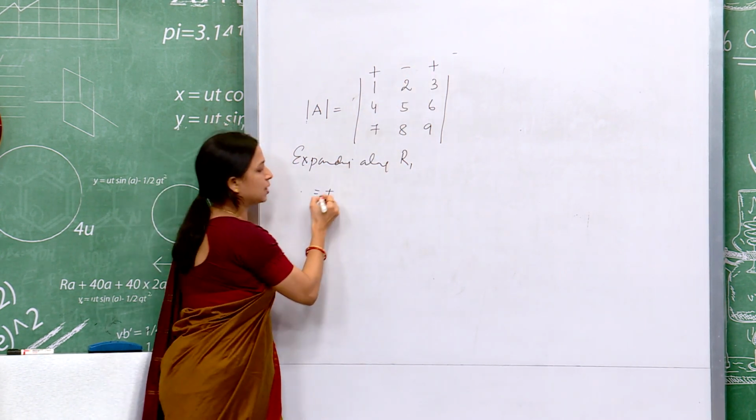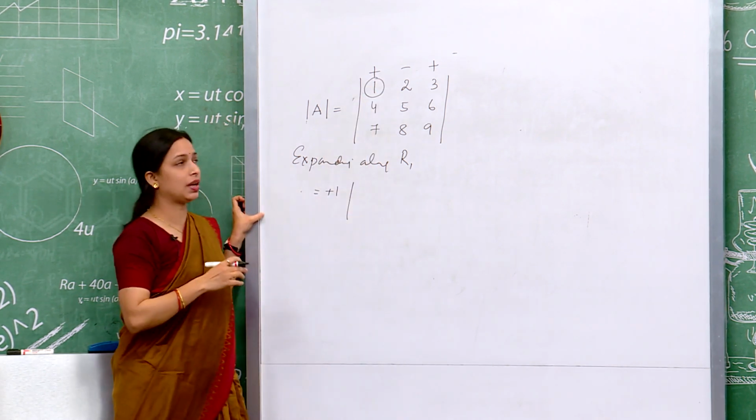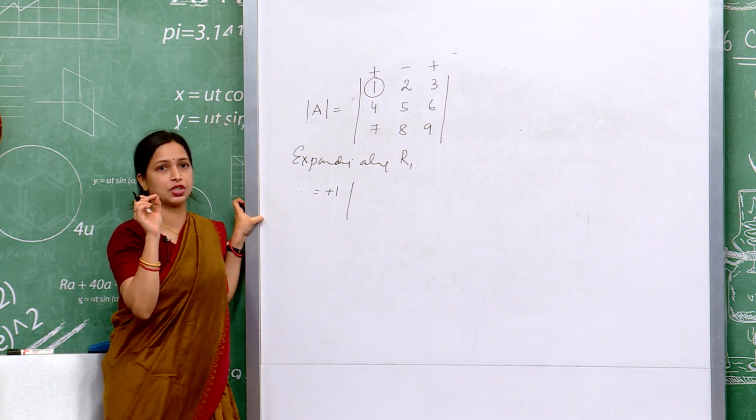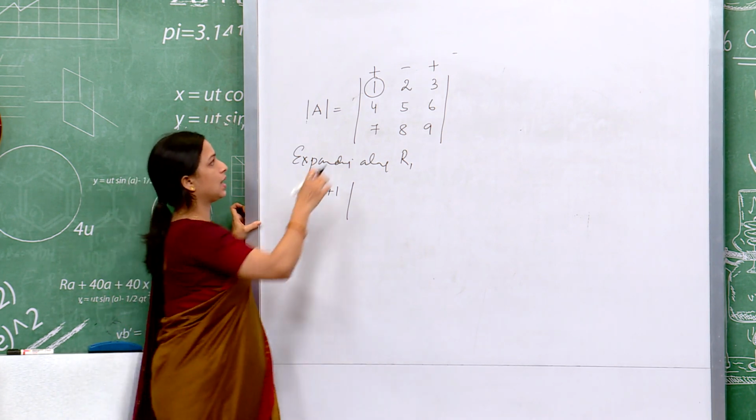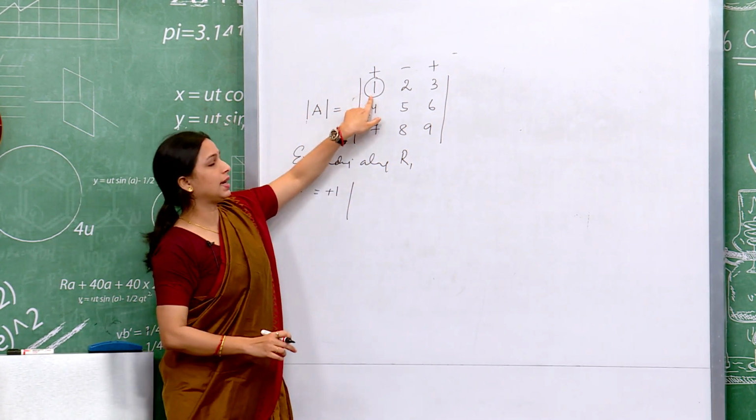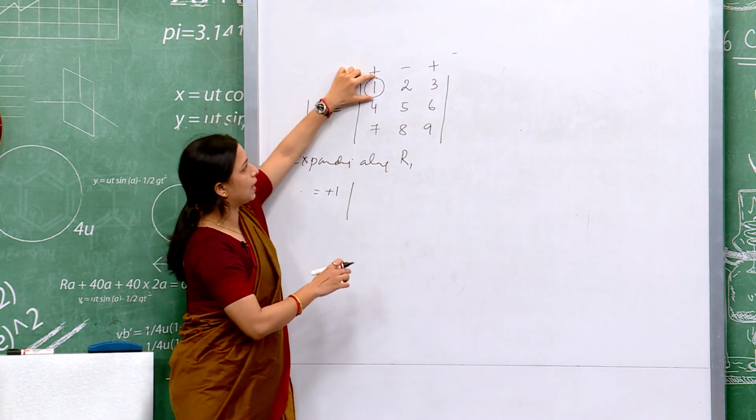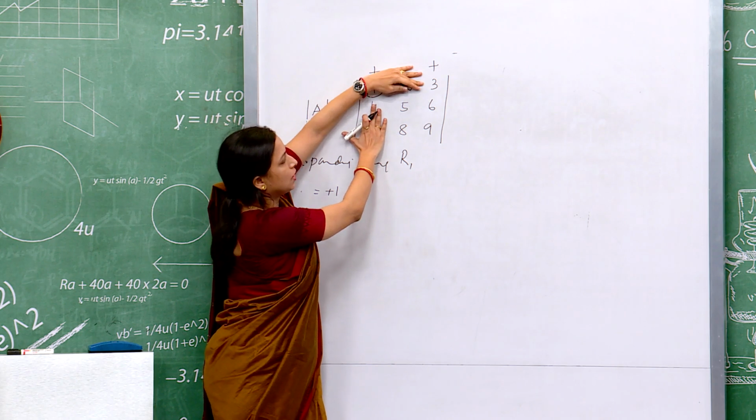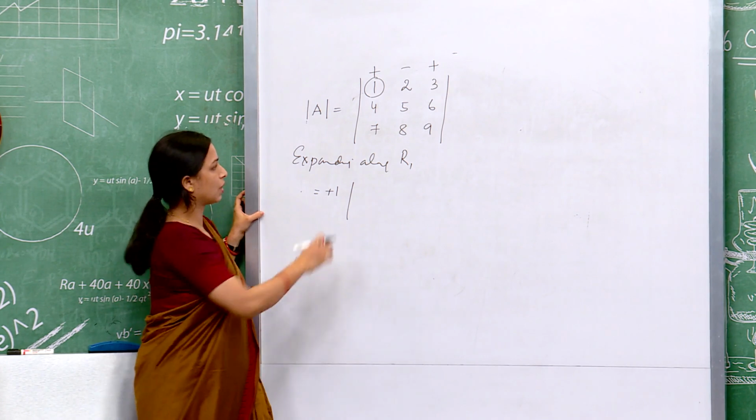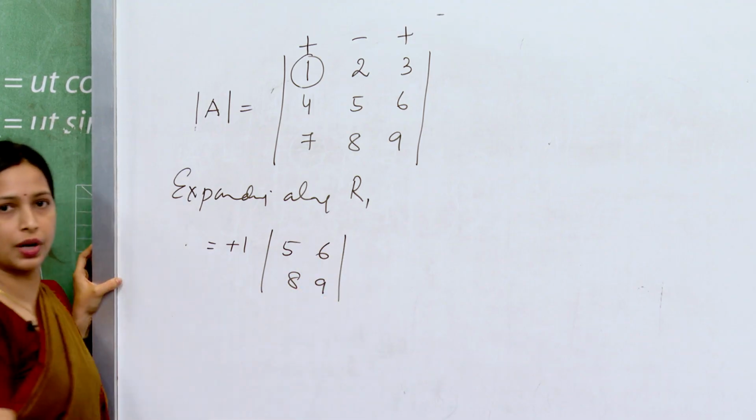So, we take the positional sign, then the element, and then the determinant that we get after taking into consideration the element in which it lies. So, how do we get the second order determinant of the element? We delete the row and the column in which the element lies. So, 1 lies in this row and this column. So, the resultant elements are the second order determinant that we get. So, 5, 6, 8, 9.